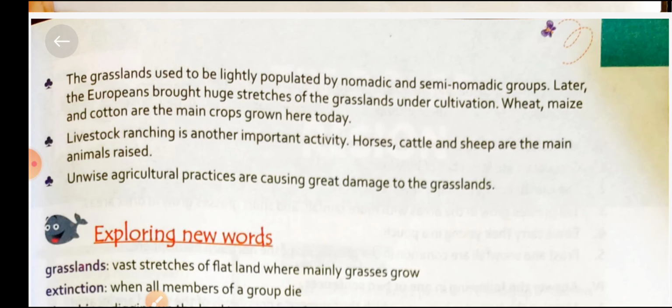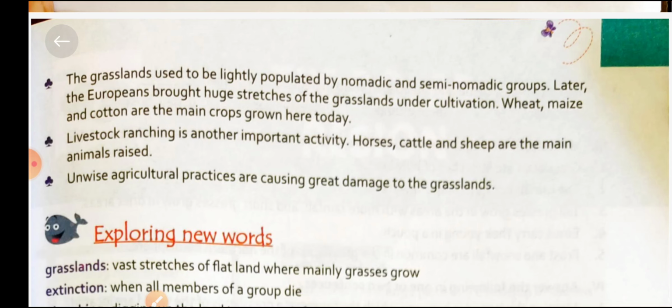Livestock ranching is another important activity. We raise different types of animals in large numbers, like sheep, goats and others, on ranches. So ranching is an important activity in this region. Horses, cattle and sheep are the main animals raised.